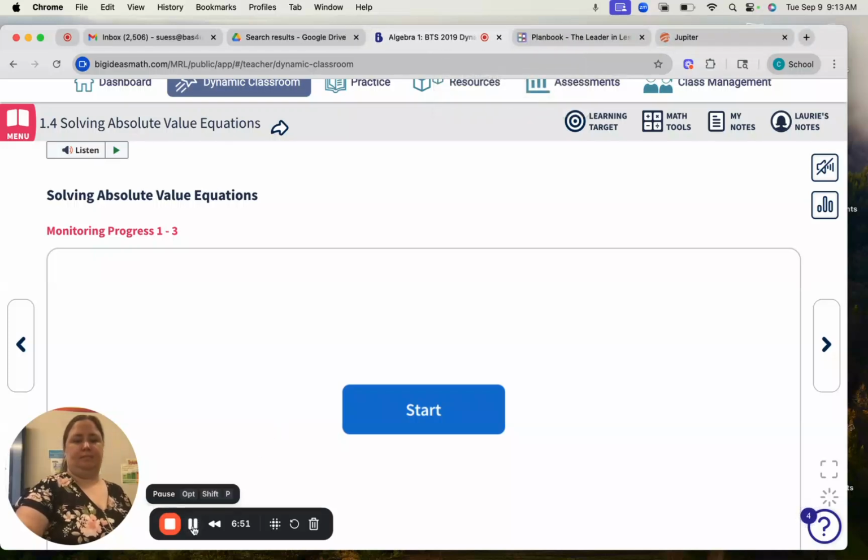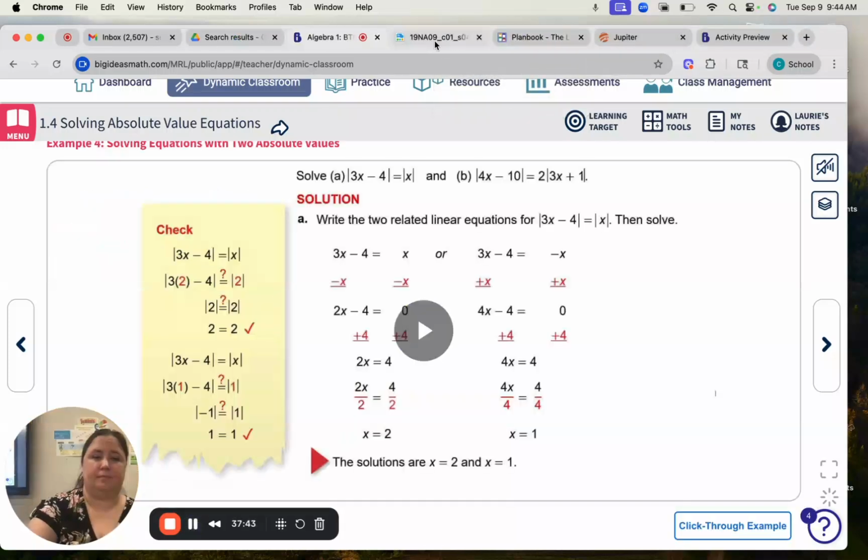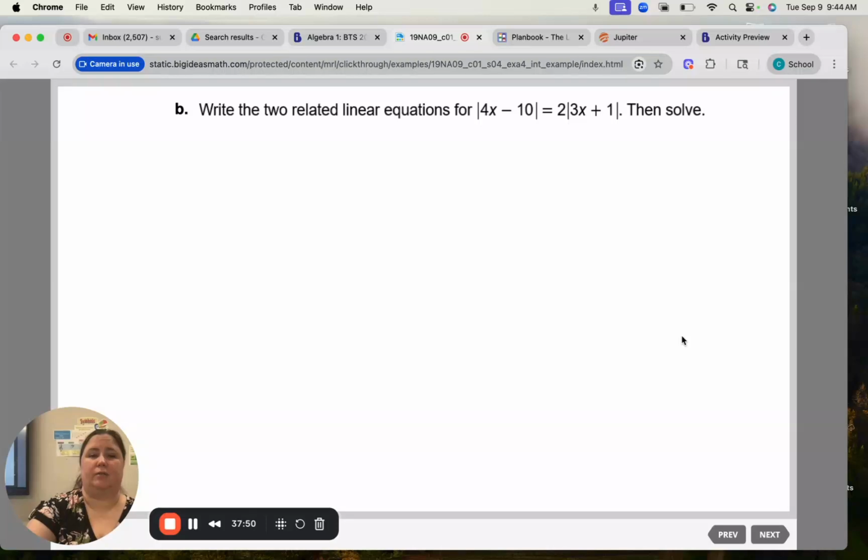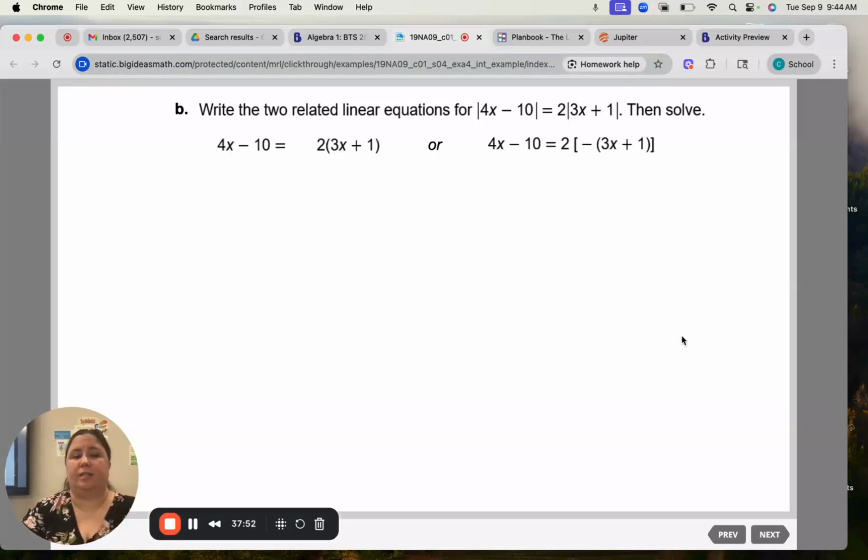Take your absolute value of 4x minus 10 equals the positive version of 2 times 3x plus 1. And they're just trying to mess you up because they have this 2 on the outside of the absolute value. Okay, so they're trying to throw you. So just write it as a positive.